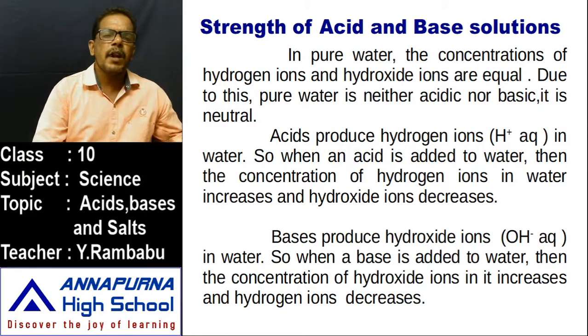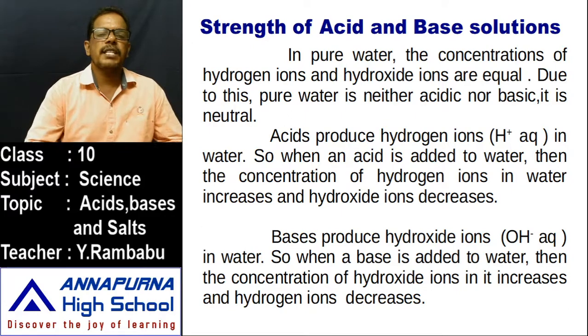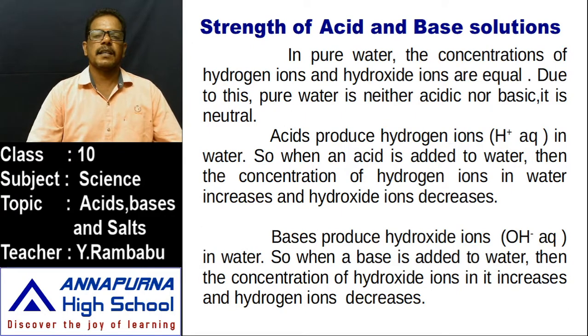The number of H+ ions present in a solution is called its concentration of H+ ions. Simply, this is represented as H+ in square brackets. If H+ (aq) is placed in square brackets, it is nothing but the concentration of H+ ions, that means the number of H+ ions. In the same manner, OH- in square brackets is the concentration of OH- ions, the number of OH- ions present in the solution.